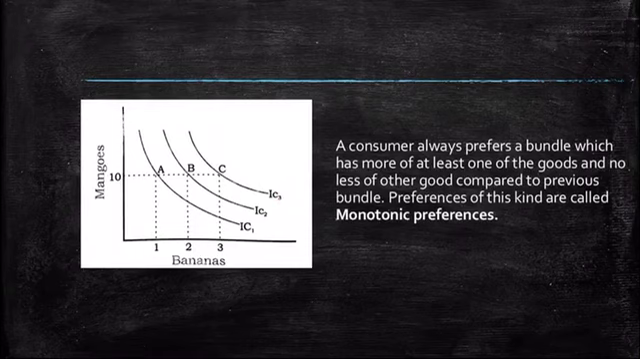Then what do we mean by monotonic preference? It says that a consumer always prefers a bundle which has more of at least one of the goods and no less of the other good compared to the previous bundle. So preferences of this kind are called monotonic preferences.